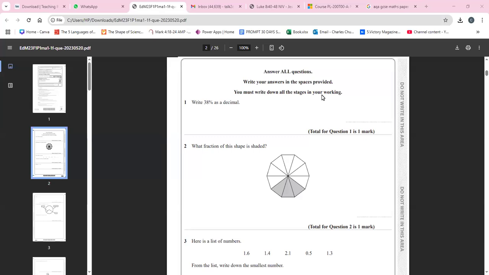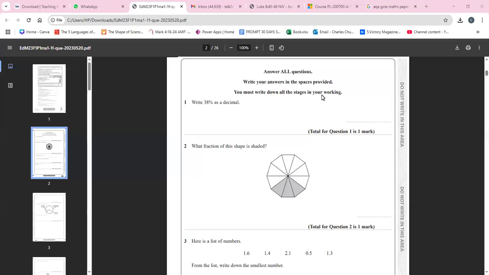So the first question says, write 38% as a decimal. I'm sure you can answer this without writing, right? What do you think the answer would be? 38%. 3.8. 0. Oh, 3.8. Yeah, 0.38 because it's 38 divided by 100.